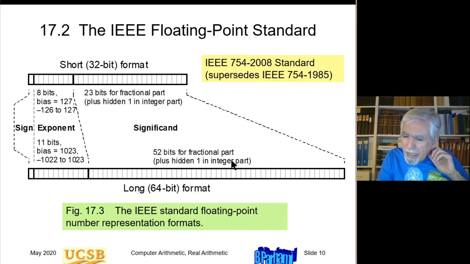So this format has a wider range because the exponents can be larger, so it can represent larger numbers, and also smaller numbers, because with negative exponents you can represent very small numbers. And also more precision because there are more bits in the significand.